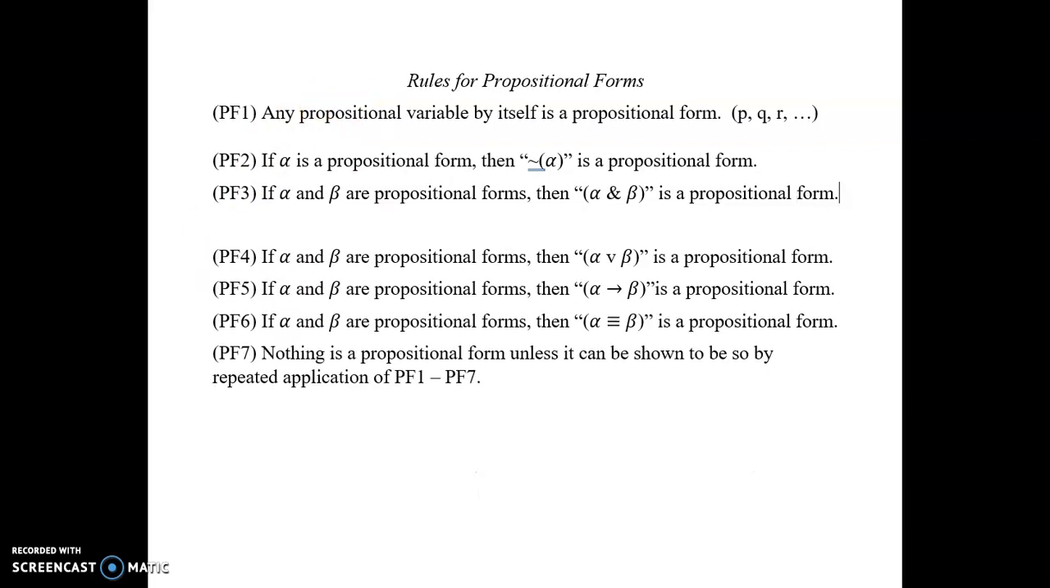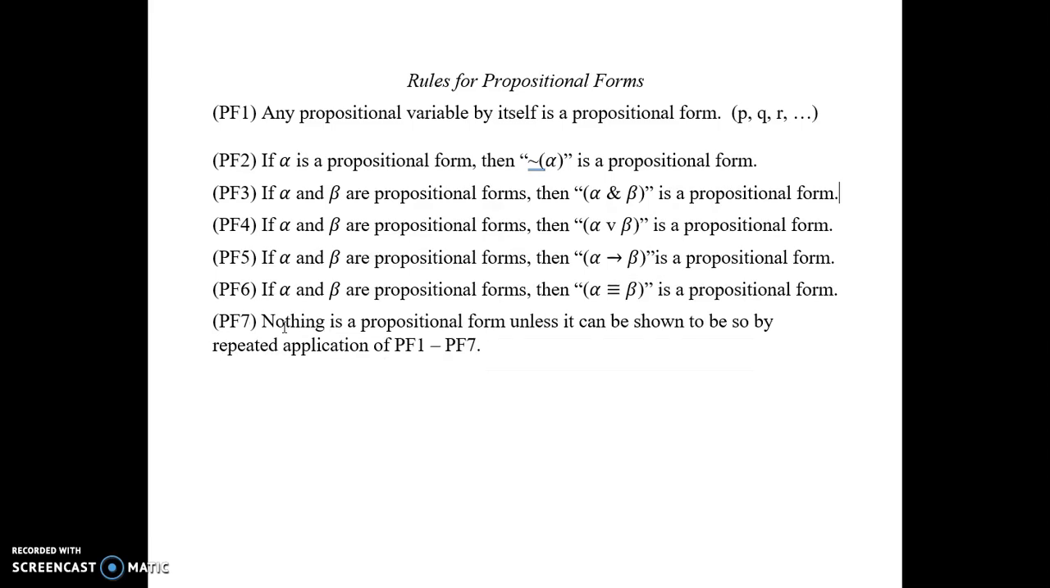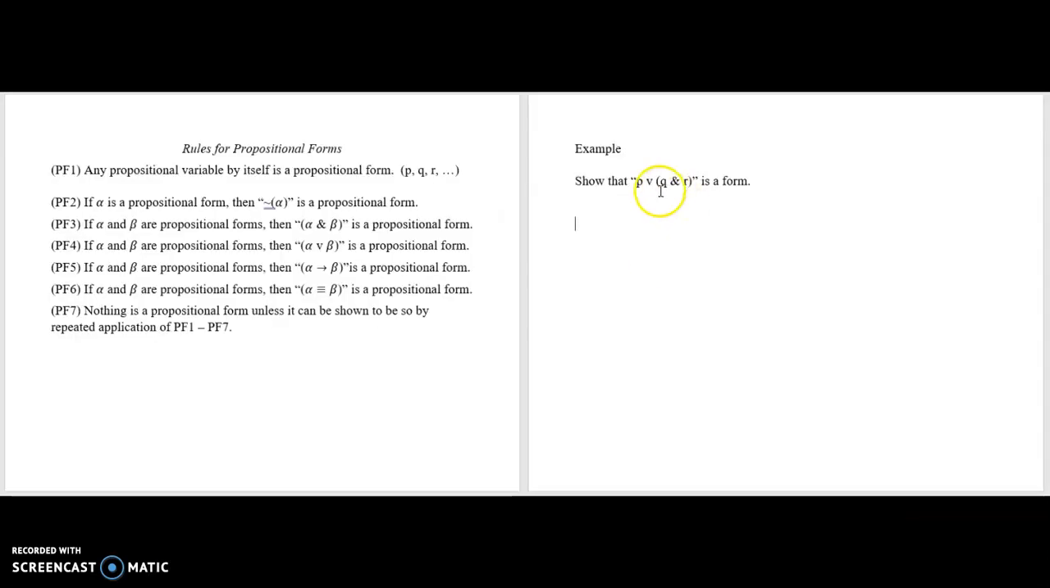Okay, so let's take a look at an example really quickly so that you can get the idea. Intuitively, P or Q and R, this is the kind of thing we've been seeing. Intuitively we know that that's a form, something that can be constructed. Prove that this string of symbols here is in fact a form.